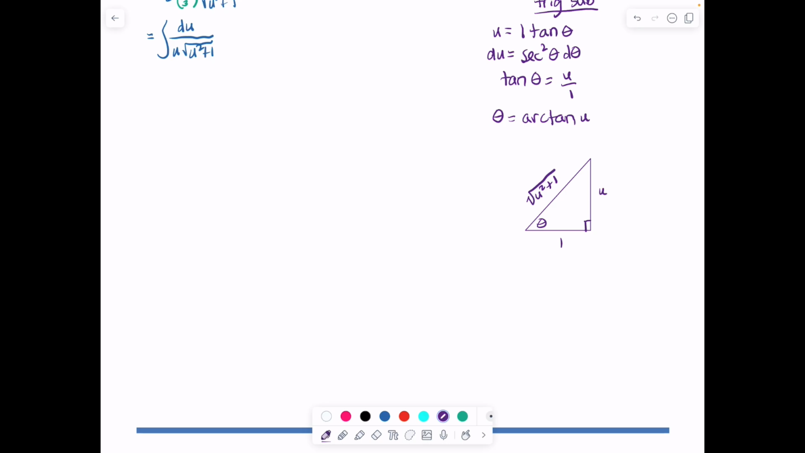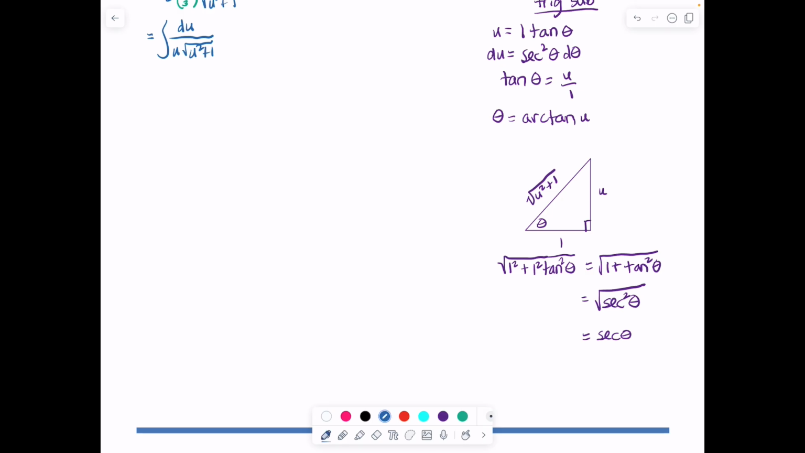Good so far? Now let's check out that square root. We are looking at a squared plus u squared. So 1 squared plus 1 squared tangent squared theta is equal to the square root of 1 plus tangent squared theta, which is just the square root of secant squared theta. That's nice. Which is secant theta. Good so far? Awesome sauce.